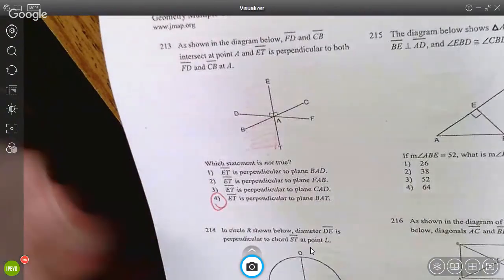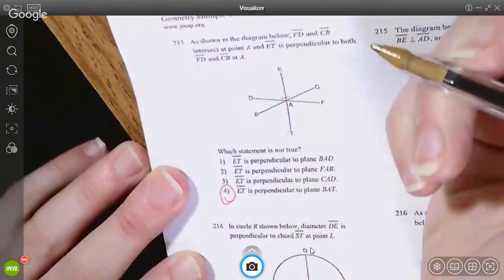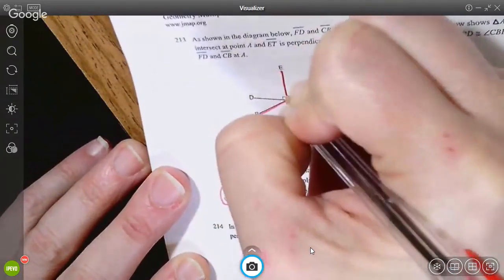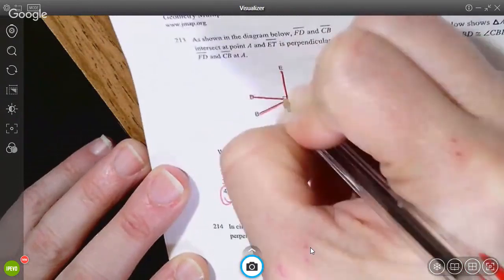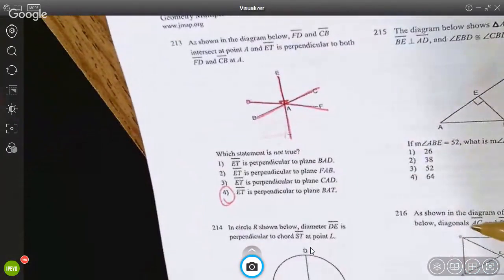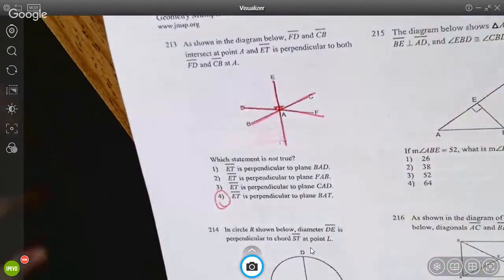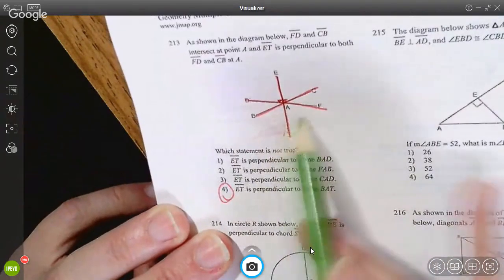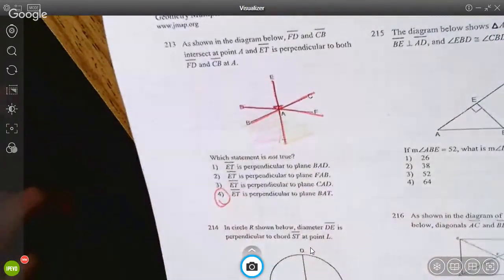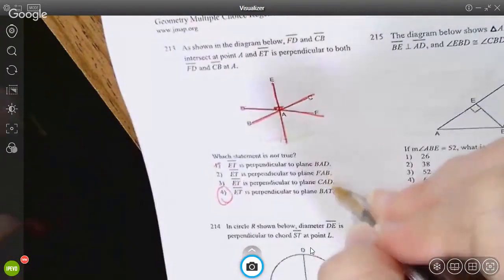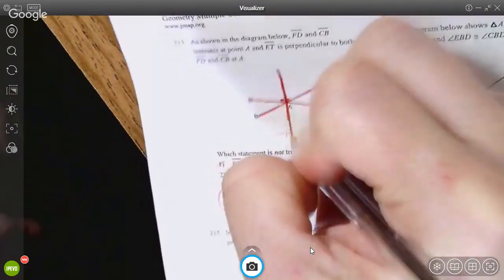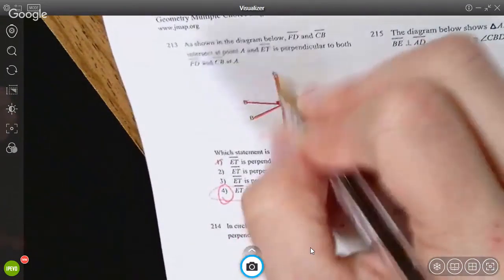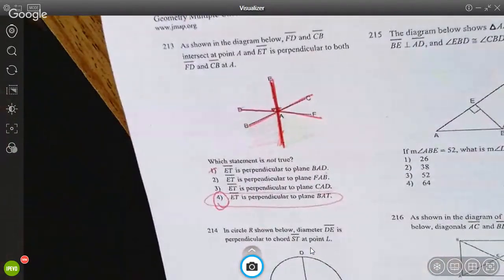Okay. Next. It tells you that ET, this line here, is perpendicular to this. So you have to think in three-dimensional space, and it wants to know which is not true. Well, BAD would be this going straight down in green, which you can't really see on the screen, but that would be perpendicular. So all of these are actually perpendicular to this line. The only one that's not perpendicular is BAT, because BAT is literally this touching that same line. But I highly doubt you'll get this in Georgia.